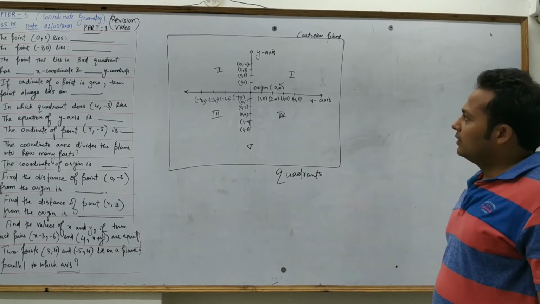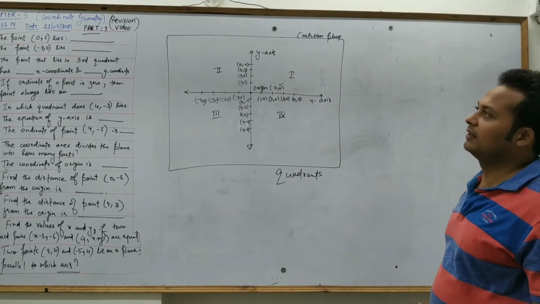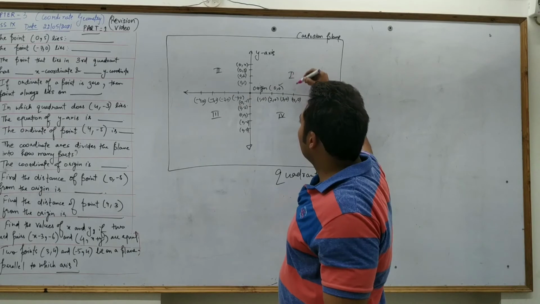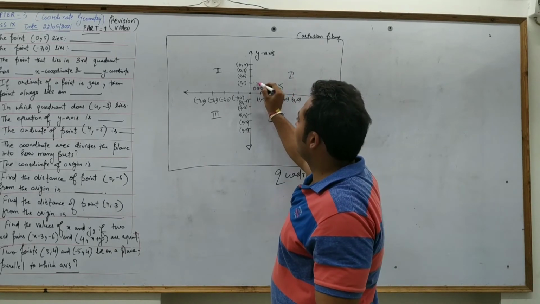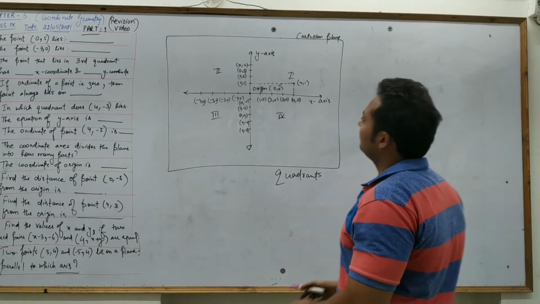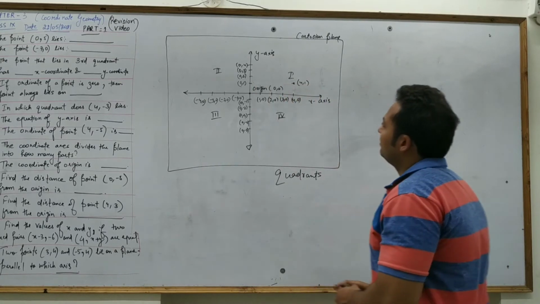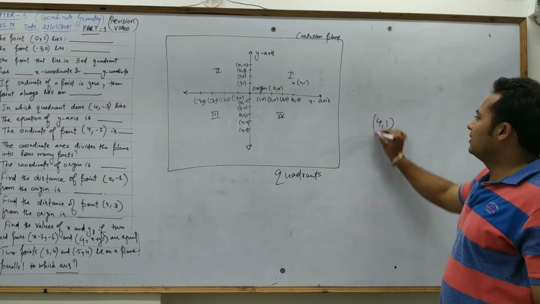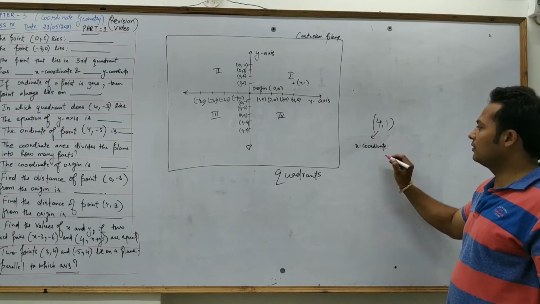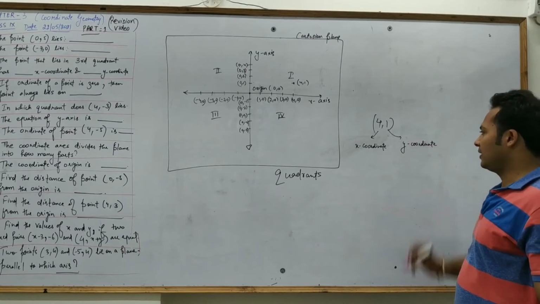Okay bache, now see, the point that will lie in this first quadrant will have both its x coordinate and y coordinate positive. Likewise, we are to locate (4, 1). So 1 is this and 4 is this. This point is just (4, 1). Now let me clarify: (4, 1) means this x coordinate is 4 and this y coordinate is 1.